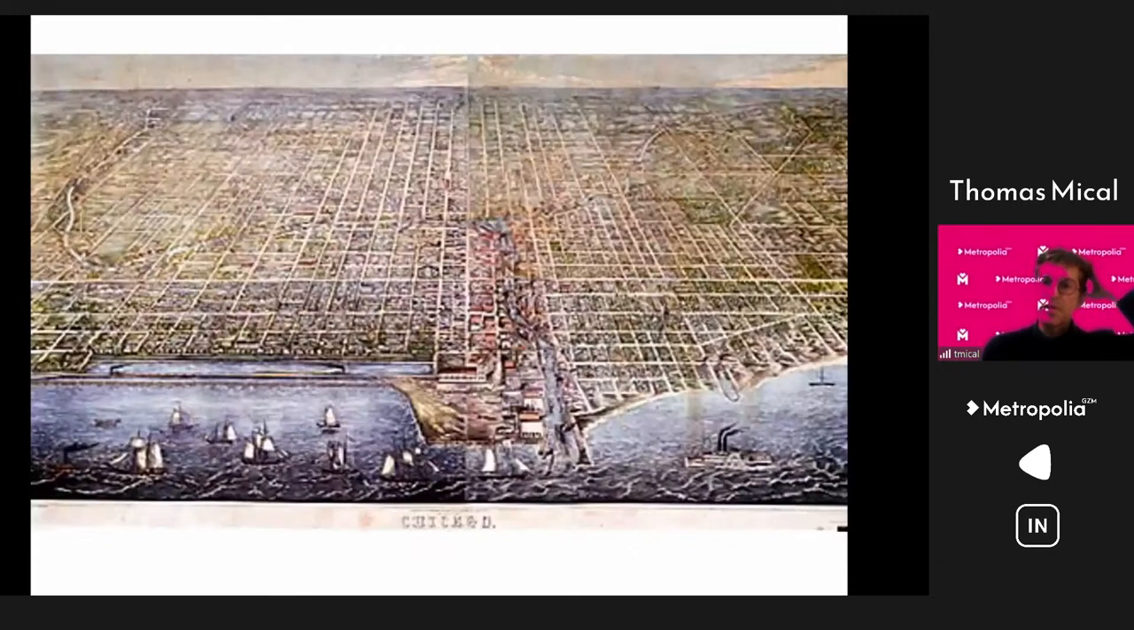And so on this representation, you can see the balloon's eye representation of Chicago in the 1870s, after the fire, but before the development of the skyscraper. And you can see, if you look at it, the relentless grid drawn infinitely extending to the horizon, and the lock system here in the front, barely visible, for the Chicago River as it moves through the city too.